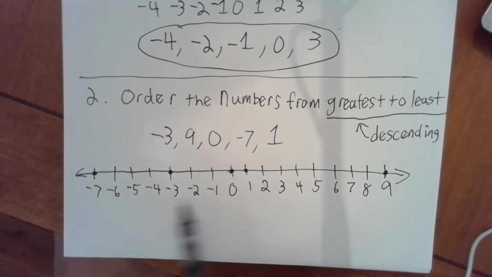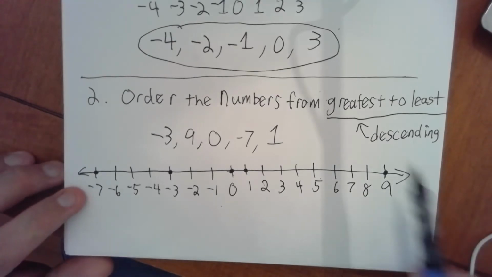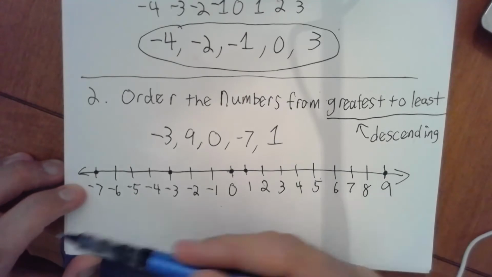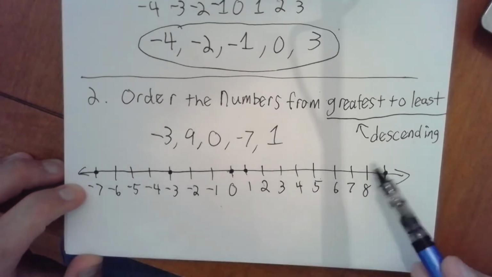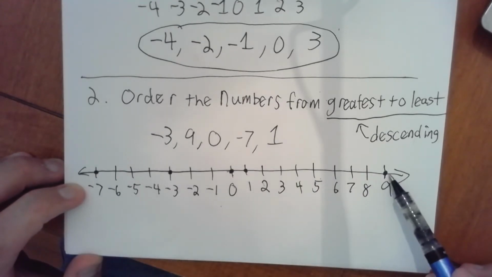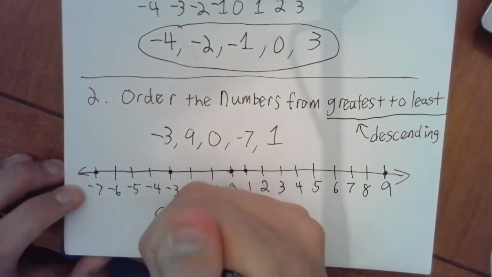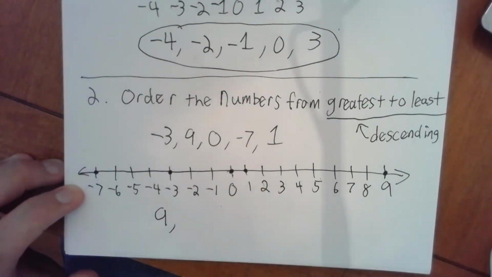Alright, so now that I've labeled all of my numbers with points on the number line, I'm going from greatest to least. So I can't go from left to right because these are our smallest numbers over here. So I got to start with our biggest number and put it first. I got to start with 9 because 9 is my largest number.